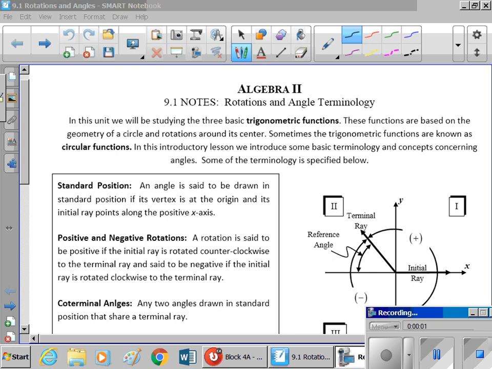Hey, welcome back to Algebra 2. Today's lesson is 9.1, which is the first lesson in our unit on trig. So today we're talking about rotations and angle terminology.